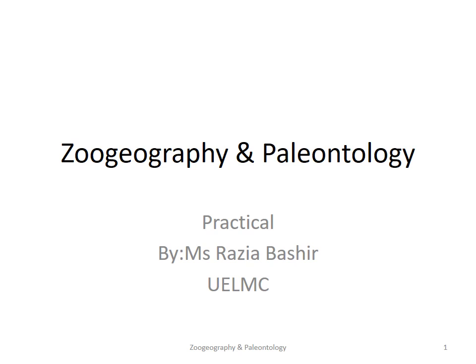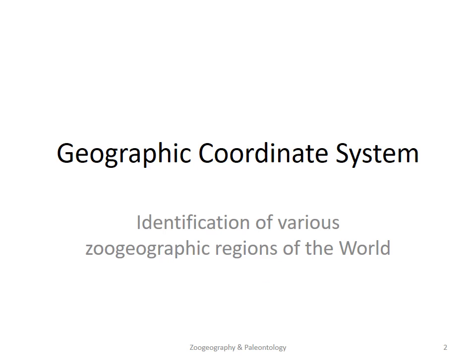Today we will start with the geographic coordinate system in Zoogeography and Paleontology. Our today's experiment is identification of various zoogeographic regions of the world. In order to identify different geographic regions of the world, we will use the geographic coordinate system. A geographic coordinate system is one that uses a three-dimensional spherical surface to determine locations on the Earth. Any location on Earth can be referenced by a point with longitude and latitude coordinates.